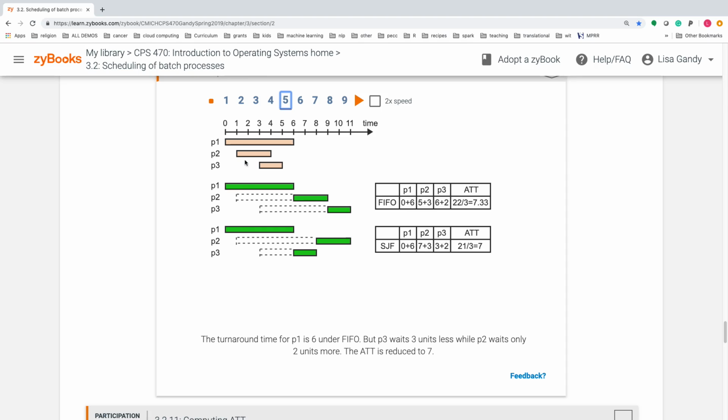arrives at time 1, so it could have run, but it can't. And then it actually completes at 11, so that's 10. That's just how I do it. Otherwise, you could say it waited for 7 and ran for 3. And then this process gets there at time 3 and finishes running at 8, so that's 5. Or you could say it waited for 3 and then ran for 2. Anyway, when you add these together, it's 21, and then divide by 3, that's 7.